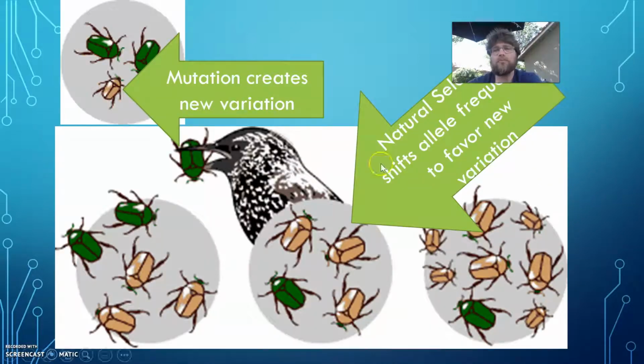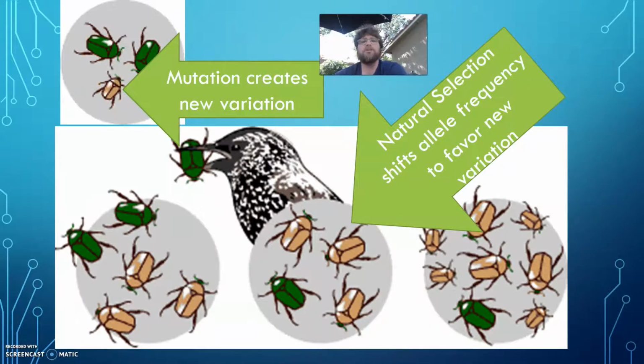Now, we're sticking with beetles. Say in our population, we had just one allele for beetle color, green. But a mutation comes around. By random chance, there is a mutation that creates this brown allele. It creates brown-colored beetles. Well, when that new allele is added, natural selection can work on it.